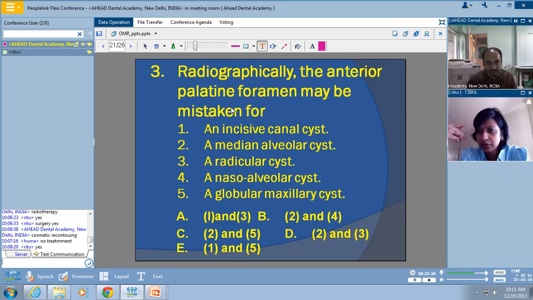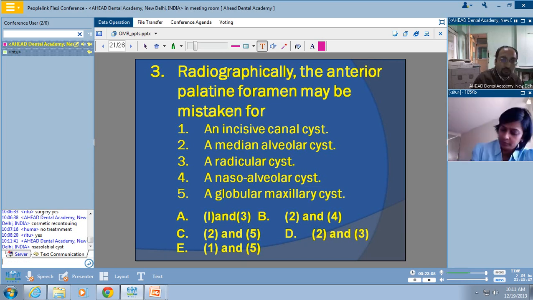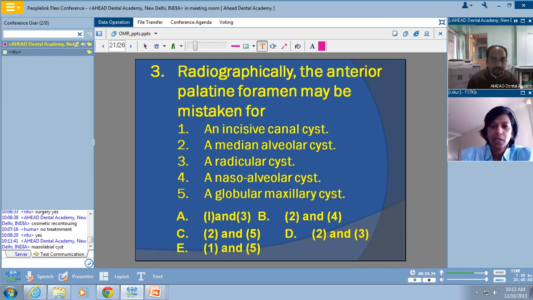Radicular cyst, well, we all know what a radicular cyst is. What is a nasoalveolar cyst? Have you heard of nasoalveolar cyst? Nasoalveolar cyst is just another name for nasolabial cyst. The nasolabial cyst is completely different from a median alveolar or an incisive canal cyst, because the nasolabial cyst is the only cyst that does not have any radiographic feature. A globulomaxillary cyst, well, we know what that is.